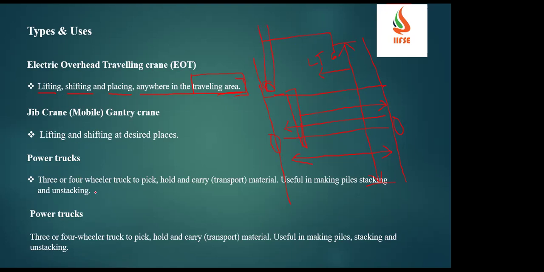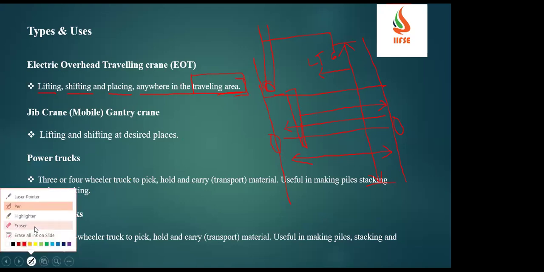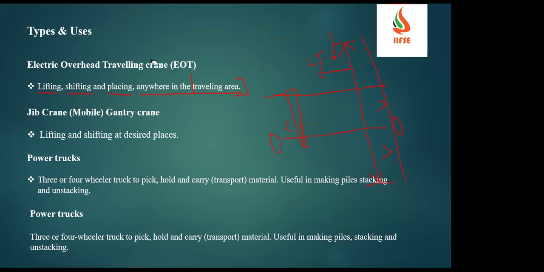Then power trucks, there are three-wheeler trucks to pick up, hold and carry transport material, useful in making piles, stacking and unstacking. So three-wheeler trucks or power trucks, there may be a three-wheeler or there may be a four-wheeler truck, which they use for stacking of materials.